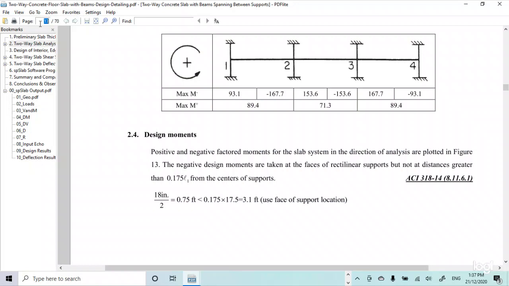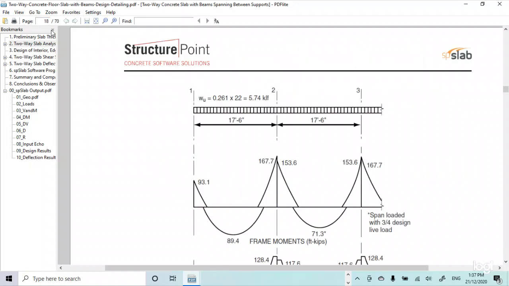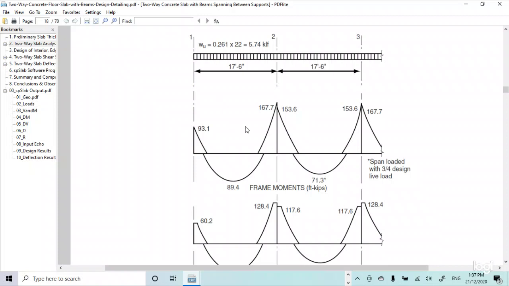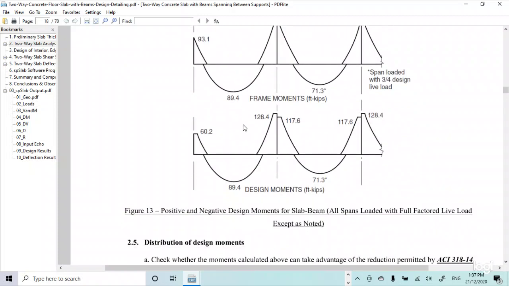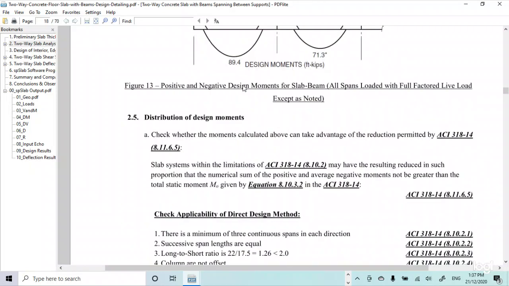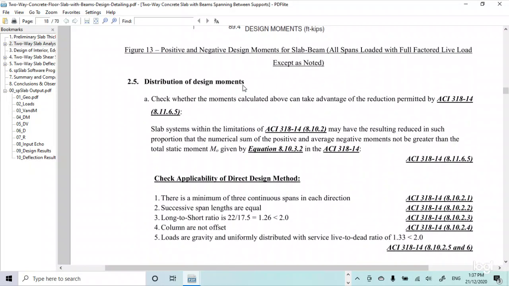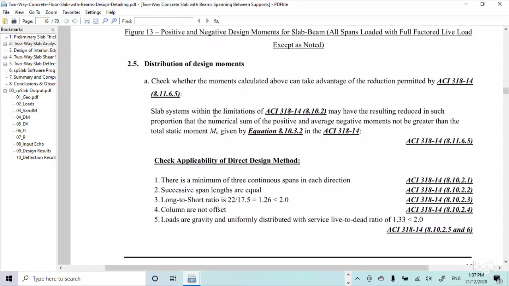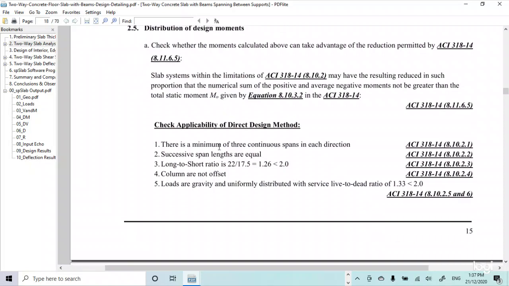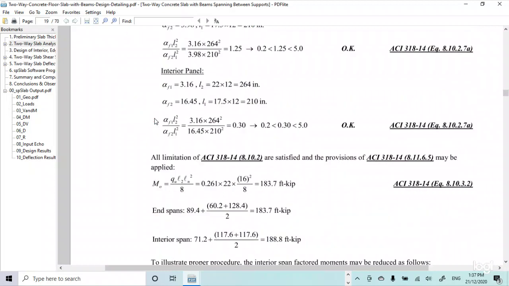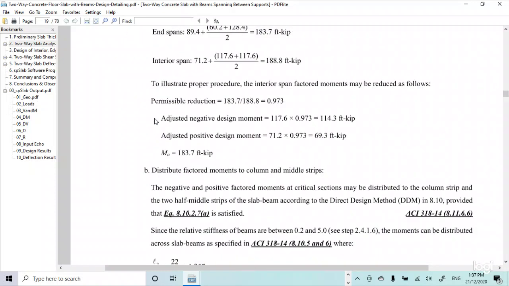Page 18 continues with the design moment calculations. The design moment calculation is on page 18. The design moment distribution is on page 19, where you can see the reference rules. So on page 19 you can see the design moment distribution calculation. From page 20 to 26 that will be the flexural reinforcement.